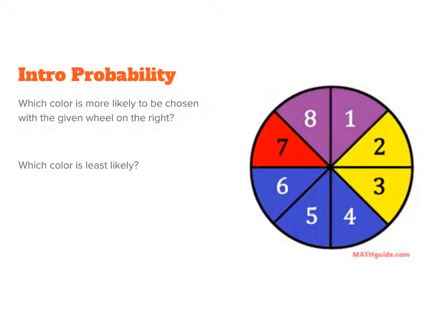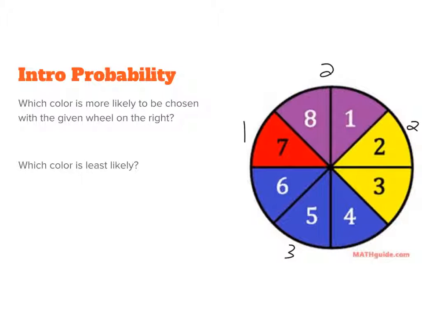So we have this spinner here on the right. We've got blue, we've got red, we've got purple, and we've got yellow. The question is, which color is more likely to be chosen with the given wheel? So in order to do that, we need to figure out how many of each color show up. So we've got 1 red, 2 purple, 2 yellow, and 3 blue.